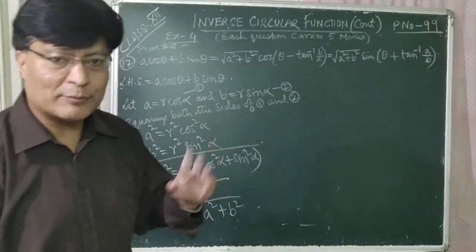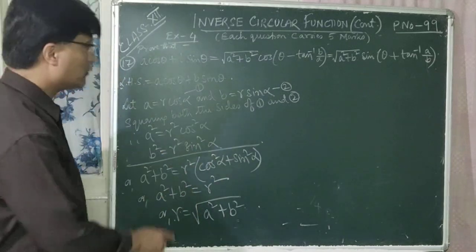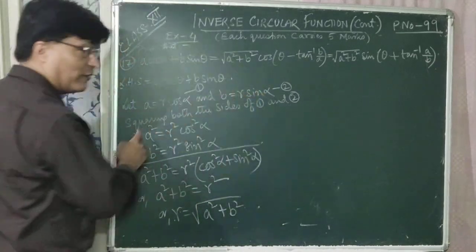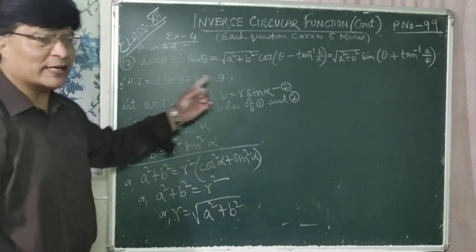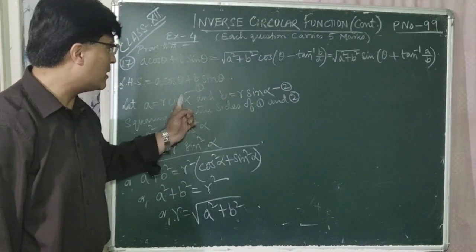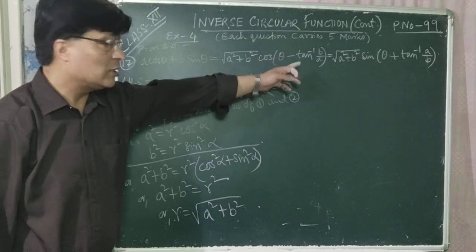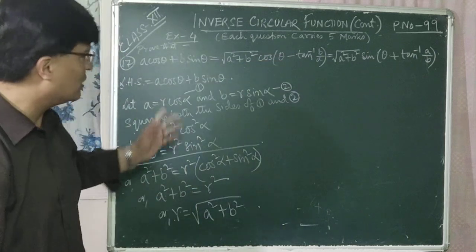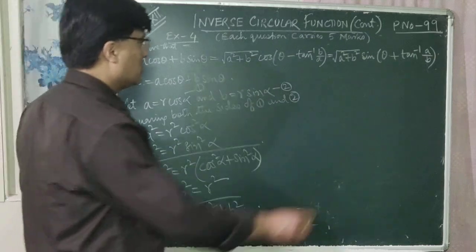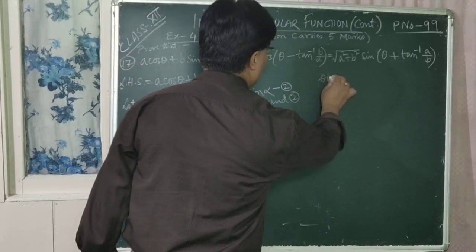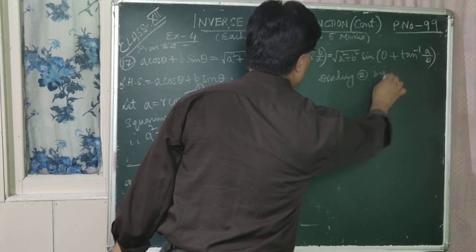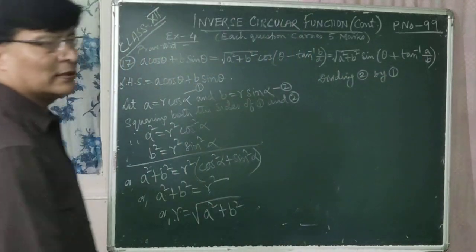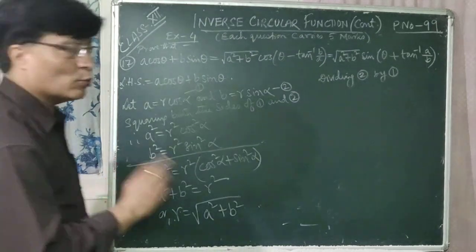Now you have to get the value for alpha. Now we have to get the value for alpha from 1 and 2 eliminating R. That means we can divide it. If we divide 2 by 1, R can be cancelled, since you have to get it in terms of tan inverse. So divide 2 by 1. So write down dividing 2 by 1. So we are dividing 2 by 1.